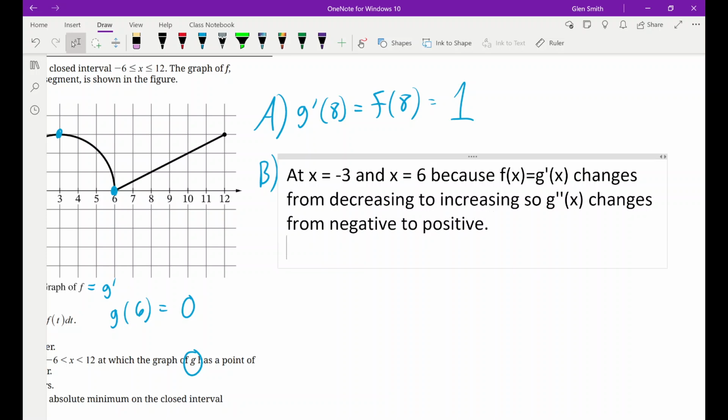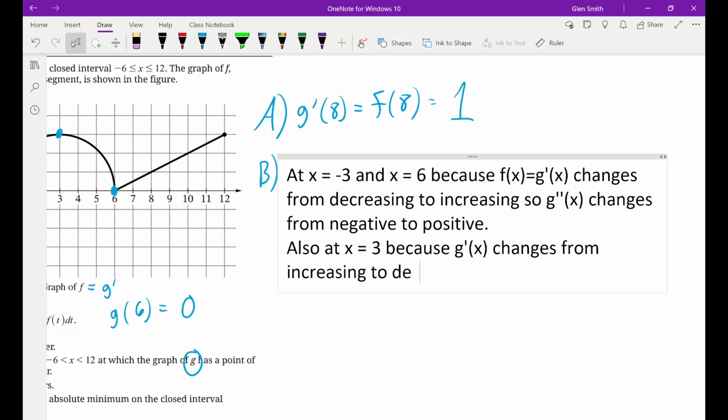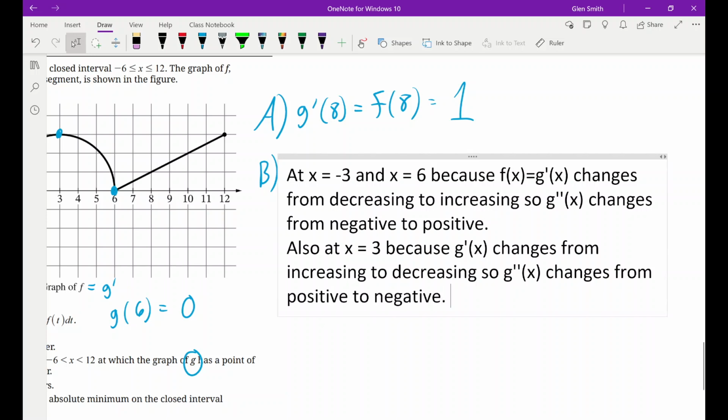That's one answer. Also, at x equals 3, because g prime of x changes from increasing to decreasing. So g double prime of x changes from, you know where this is going, positive to negative. That's what they want for B.